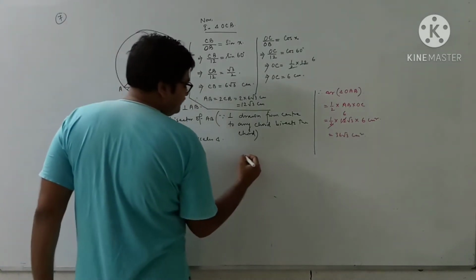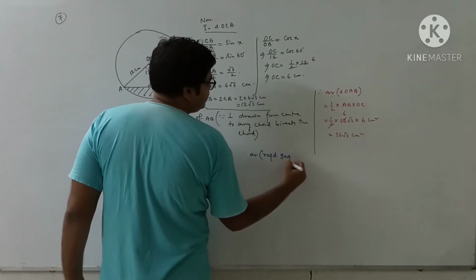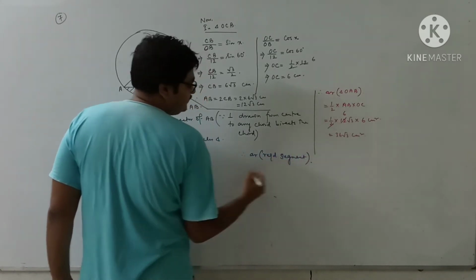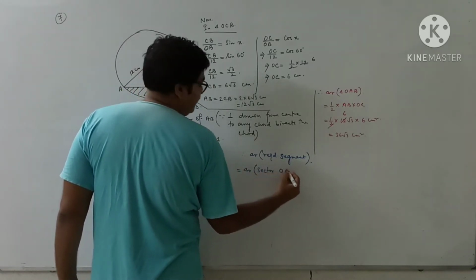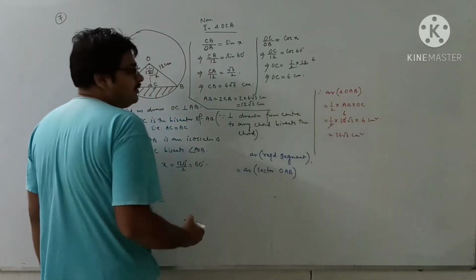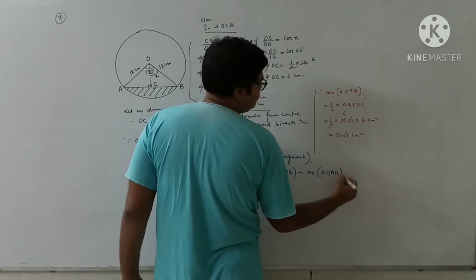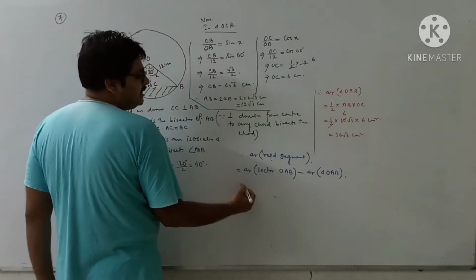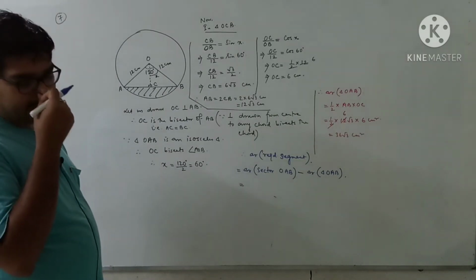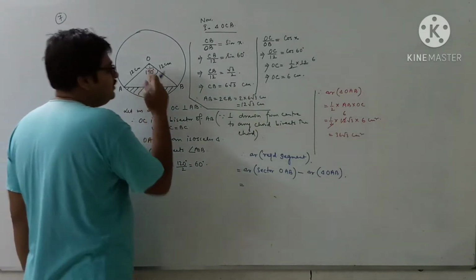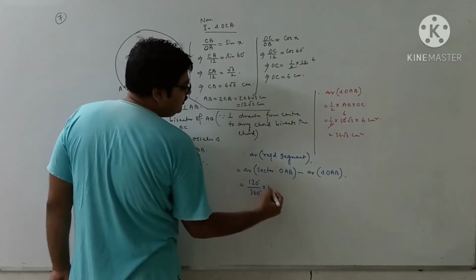So therefore, area of required segment equal to area of sector OAB minus area of triangle OAB. Now, sector area, how to find out, you already know because 2 classes we have completed on it. 120 degree by 360 degree into pi r square.